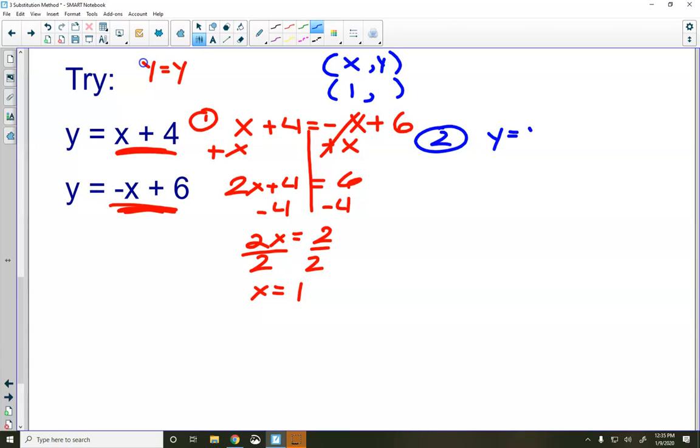So y equals x plus 4. y equals 1 plus 4. So y must be 5. So my answer should be 1 comma 5.